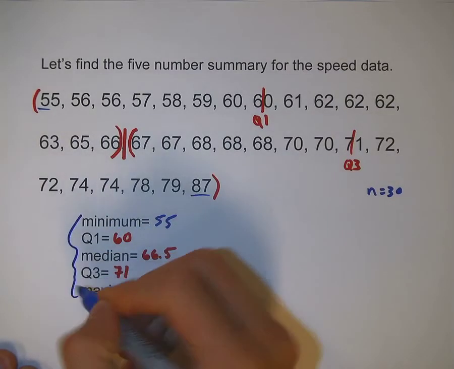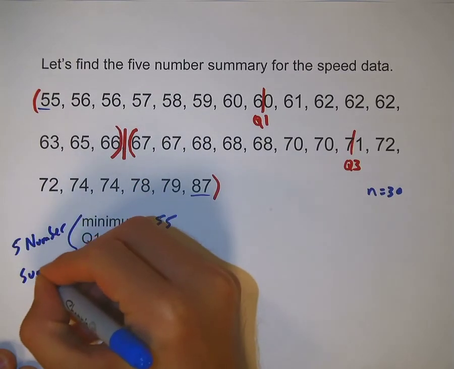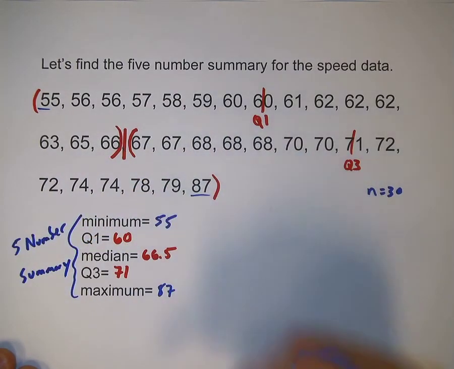So this has been your tutorial on the 5-number summary, which are the numbers that I have listed right here.